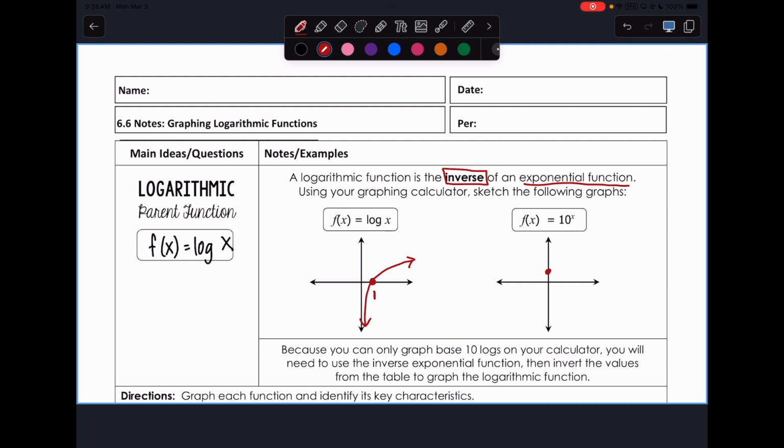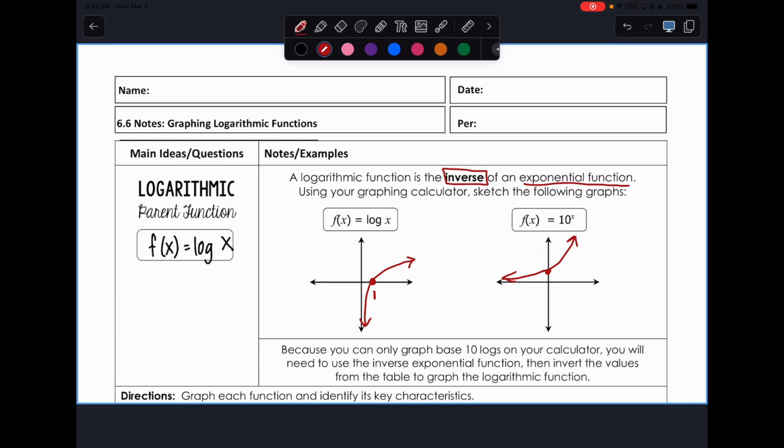Is it growth or decay? You cannot have both, it's either or. So let's try that again. If I have a base 10, is it a growth or a decay? It should be a growth. So whatever this exponential graph is, it's going to be the inverse of it.